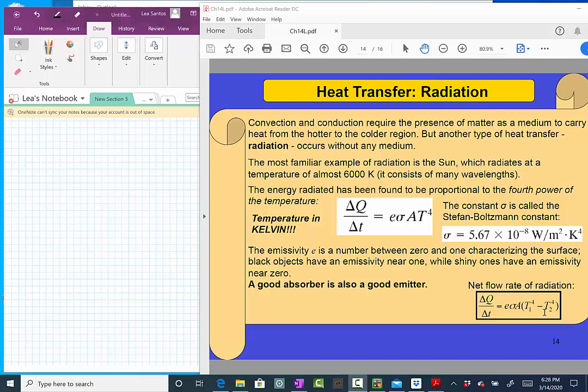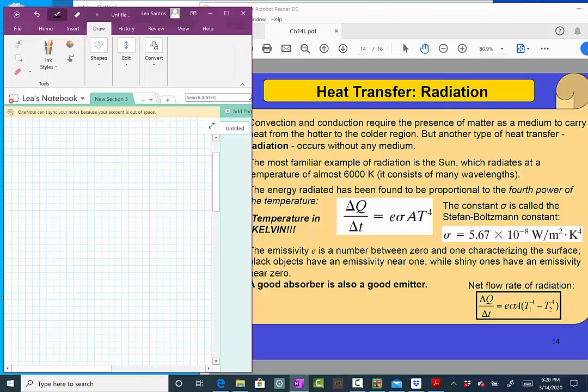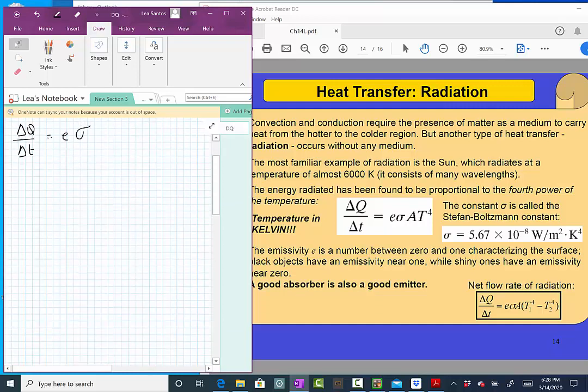Okay, given that, we are going to now solve a problem, but let me first write down this equation because we are going to need it in the next slide. So the net flow, as we said, is delta Q divided by delta t, where t is time, depends on the emissivity, depends on this constant, the Stefan-Boltzmann constant, and let's write this constant here. The Stefan-Boltzmann constant is 5.67 times 10 to the minus 8. Let's have a look at the units now. Watts, so joule per second, divided by meter squared, divided by Kelvin to the fourth. So this is the important thing that I told you I was going to repeat.